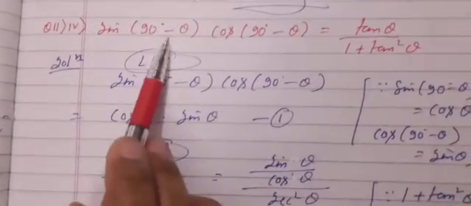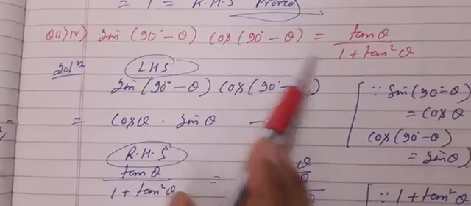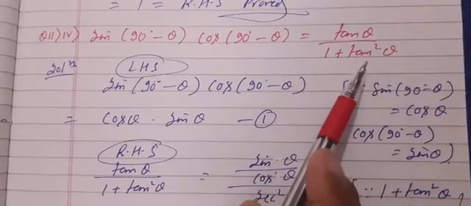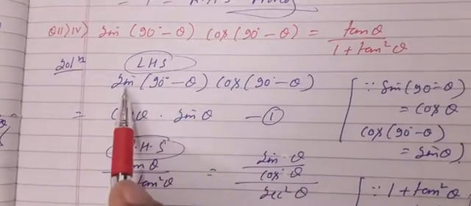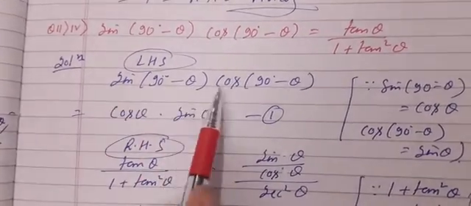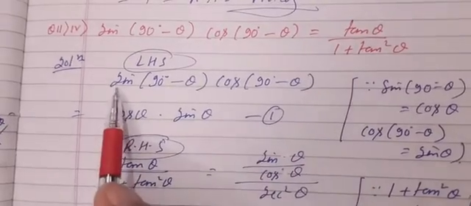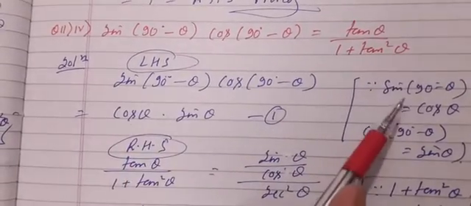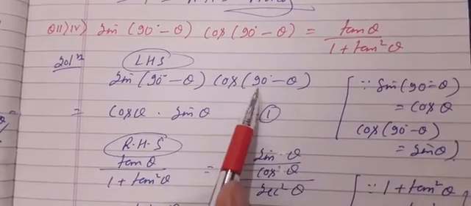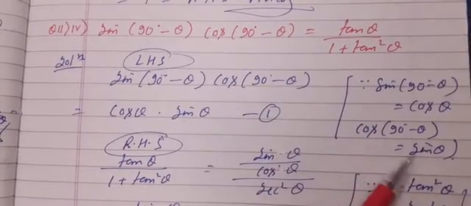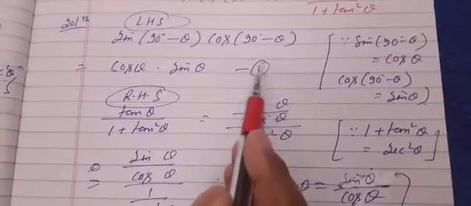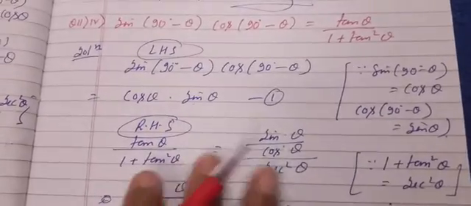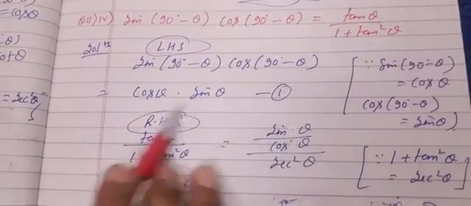Now see question number 11 fourth: sin(90 degree minus theta) into cos(90 degree minus theta) is equal to tan theta upon 1 plus tan square theta. We are going to prove it. First of all, LHS was sin(90 minus theta) into cos(90 degree minus theta), and we know that sin(90 minus theta) is cos theta, mentioned here, and cos(90 degree minus theta) is sin theta, mentioned here, because we are using identities. Now we have written this as equation 1, because after this our question stopped. Okay, we can't solve after this one.